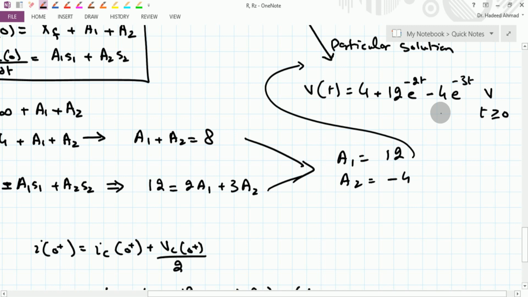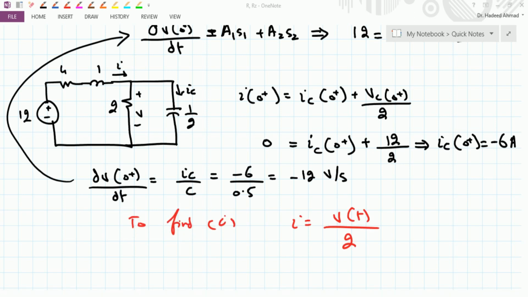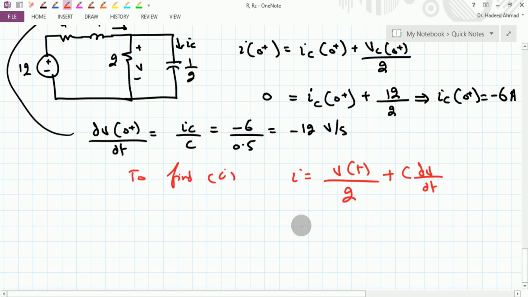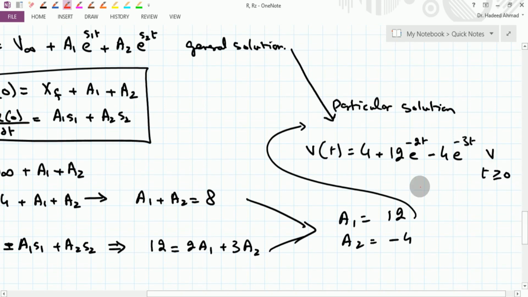Now if someone is interested in finding this current I, then it can be calculated by using the KCL. So I is equal to Vt over R, which is 2, plus C dV by dt, and by putting the values of these two things, I is equal to 2 plus 6 e to the power minus 2t minus 2 e to the power minus 3t. Because I know the value of Vt, I have divided it by 2. So this will be the current through the resistance of 2 ohm.